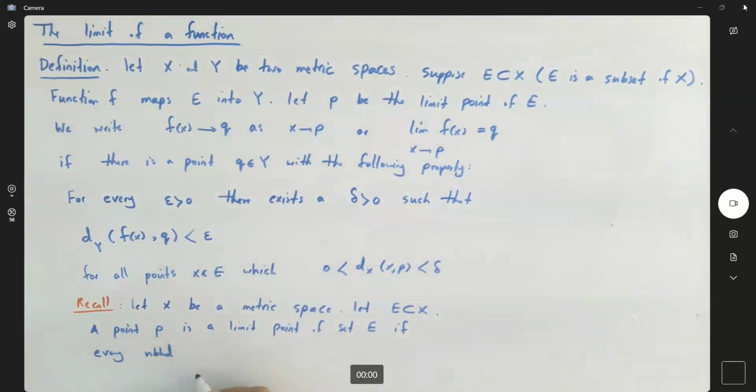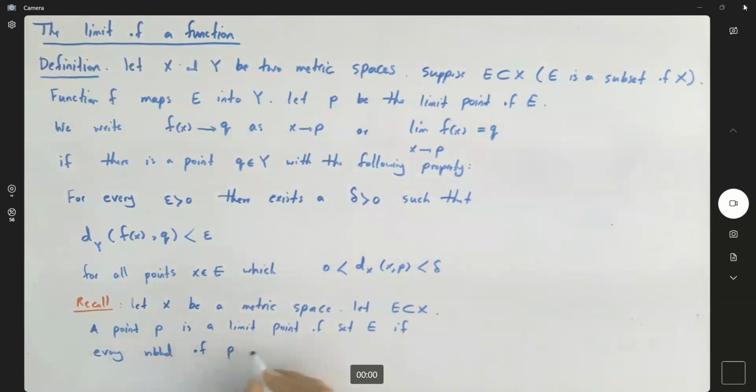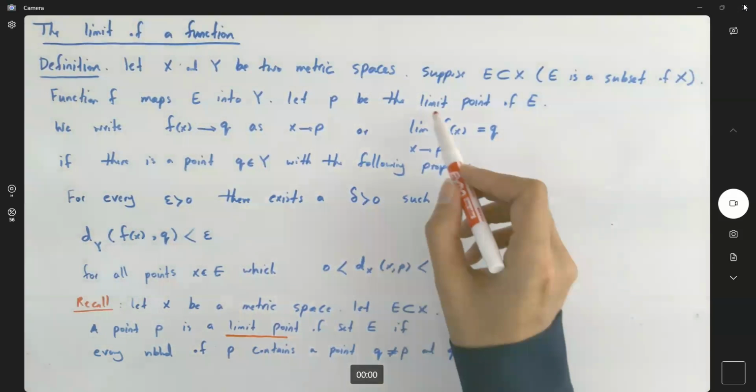Every neighborhood of this point P contains another point like Q, which is different from P, and Q also is in set E. That's how we define a limit point for a set. So when we are defining the limit of a function, we are actually working with a limit point.